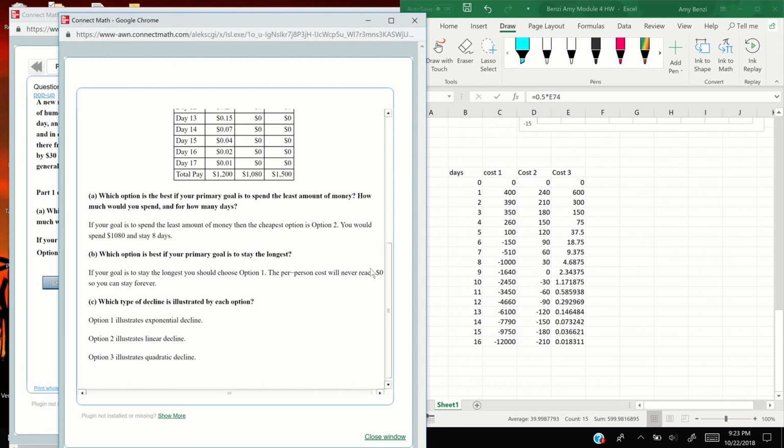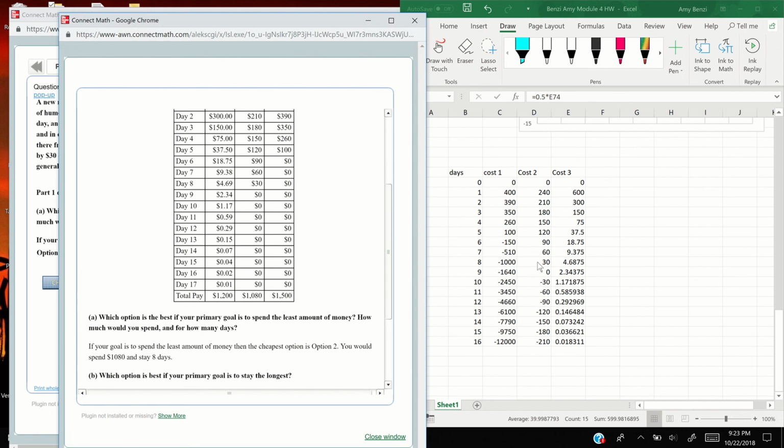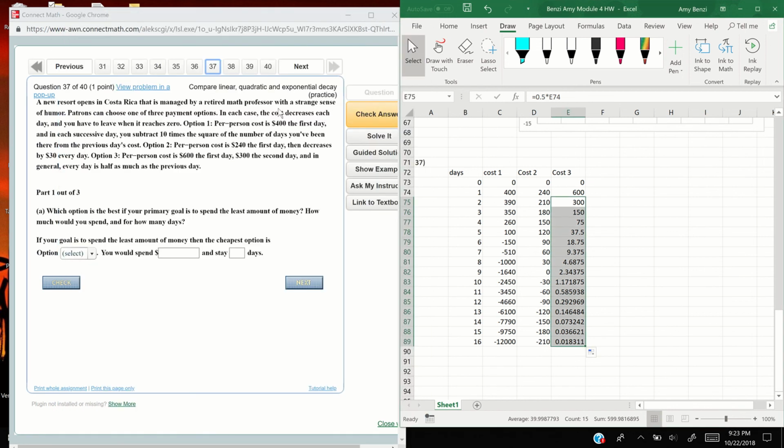All right, let's get back to our problem. That was the example. I'm going to show you guys how easy it is. You can follow the example, make sure your numbers are coming out correctly, which ours were. And now I'm going to go back to my actual problem. My actual scenario here says the cost was 400 the first day. Each successive day you subtract 10 times the square. That's what I've actually already done here, right? Remember, minus 10 times the square of how many days you'd been there.